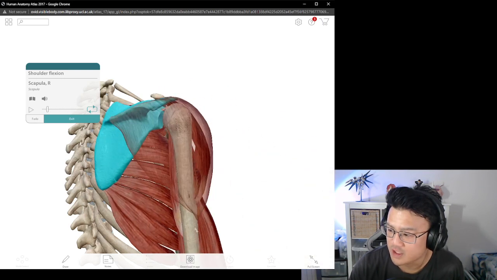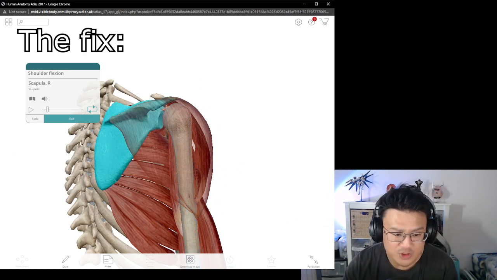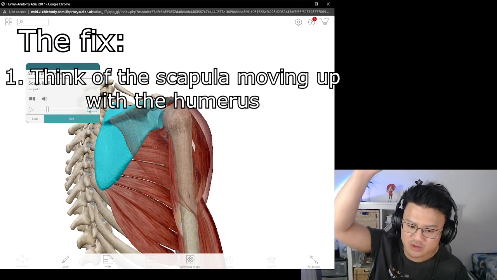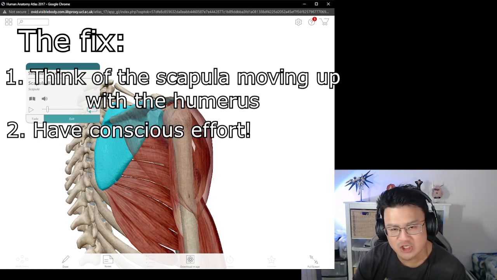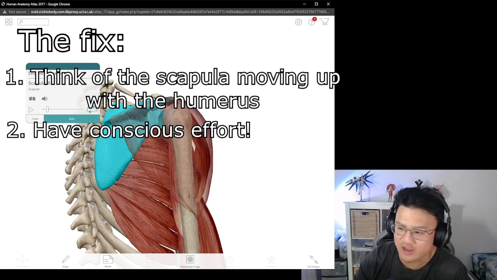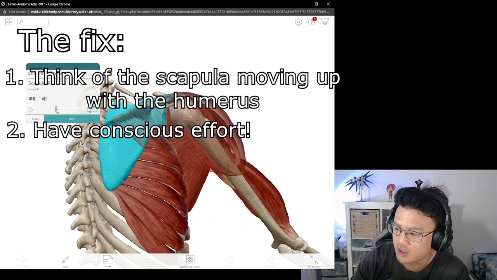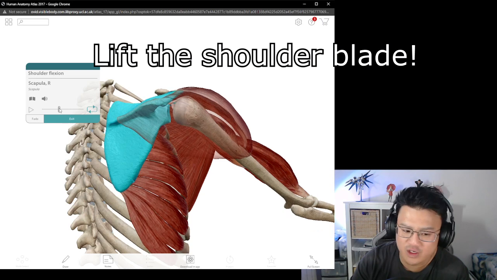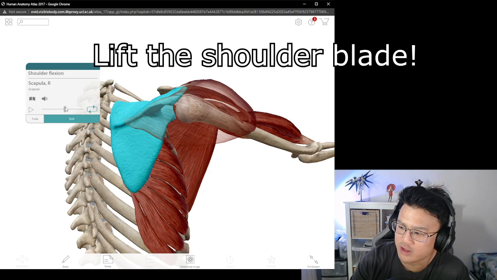And a lot of people just tend to forget that the shoulder blade is involved with the shoulder movements. So the fix is, as we move our arm upwards, I'd like you to think of moving the scapula up with the humerus. Actually have some conscious effort in elevating that shoulder blade, particularly when your arm goes beyond shoulder height. So when your arm kind of roughly comes around here, I really want you to think about lifting your shoulder blade, rotating up with the humerus.